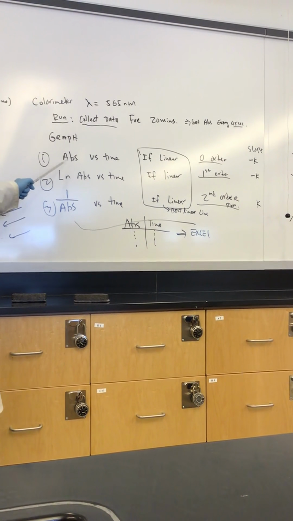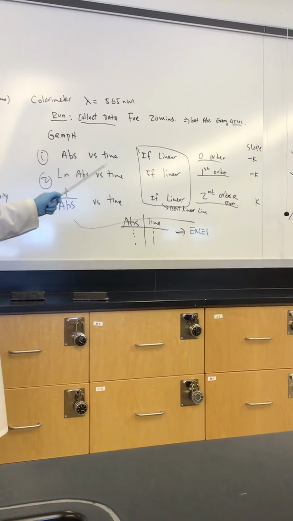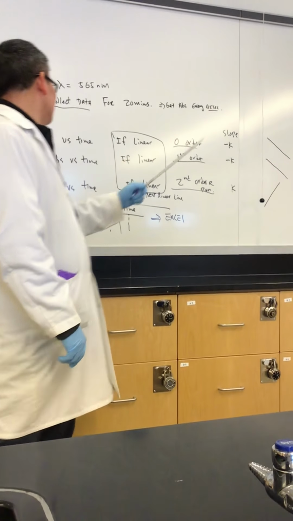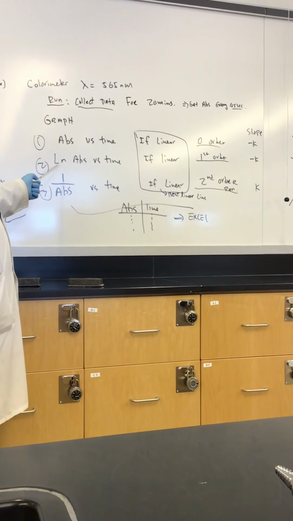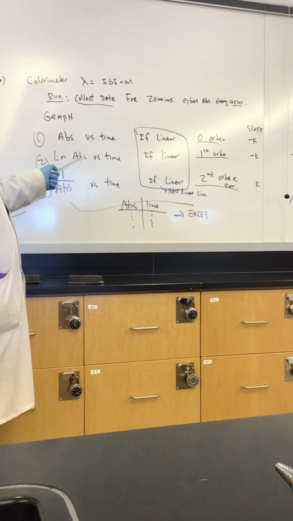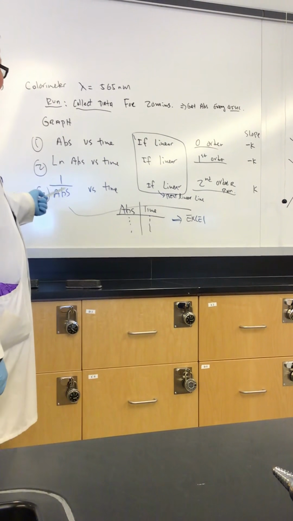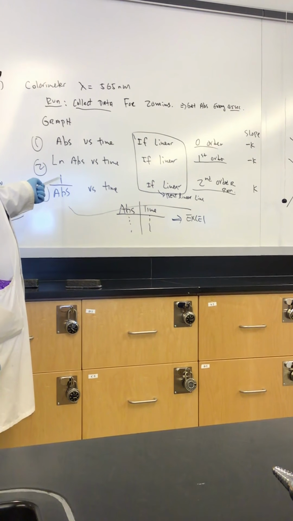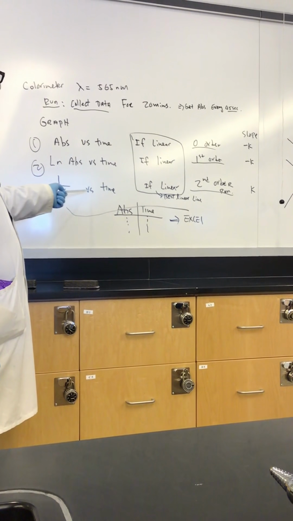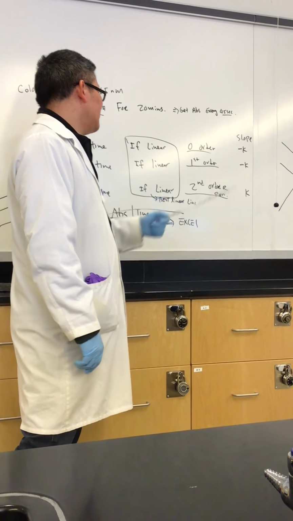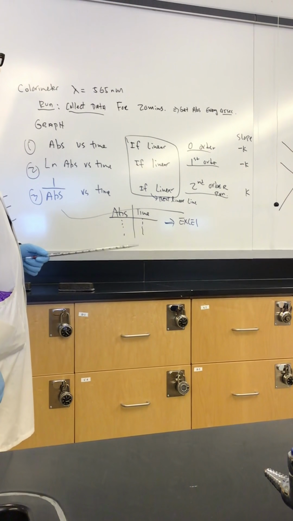The first graph is absorbance versus time. If it is linear, you will get a 0 order. The next graph in Excel is Ln of absorbance versus time. If it's linear, we're going to get a first order reaction. And the last graph is 1 over absorbance versus time. If that is linear, then we're going to get a second order reaction.